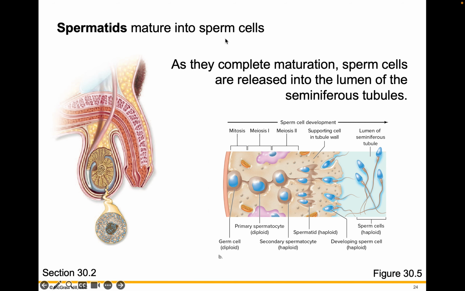Spermatids mature into sperm cells, and as they complete maturation, sperm cells are released into the lumen of the seminiferous tubules. Lumen is a word we use in anatomy to refer to an empty space.